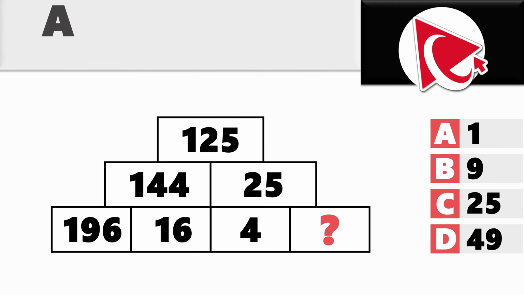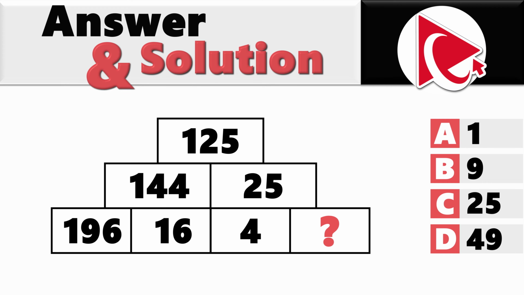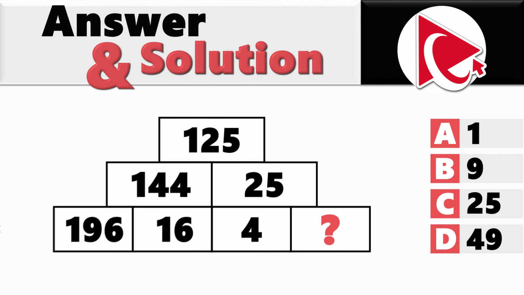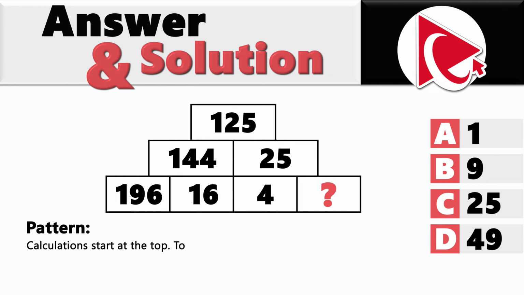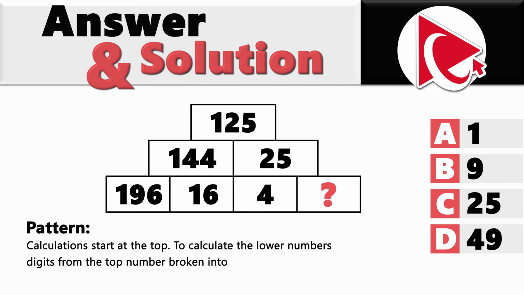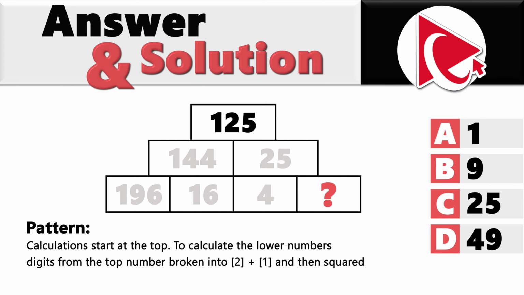As you might be well aware, to solve these types of challenges, you need to understand the pattern. And the pattern here is rather simple, but only once you know it. Calculations start at the top. To calculate the lower numbers, digits from the top number are broken into 2 plus 1 and then squared. Let's look at the example. For example, 125 is broken into 12 and 5. 12 squared is 144, and 5 squared is 25. That's how we got to the numbers in the middle row.